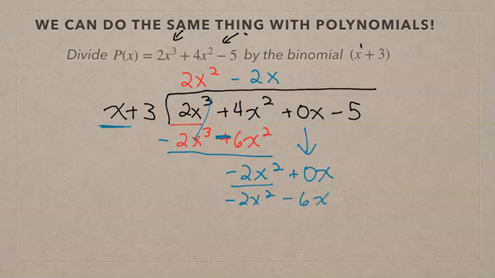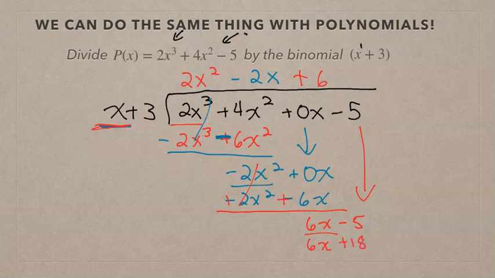I'm going to subtract or add the opposite. So this becomes plus and this becomes plus. And this is gone. 0x plus 6x is 6x. I'm going to bring down that negative 5. How many times does x go into 6x? Well, 6 times. So that's plus 6. 6 times x is 6x. 6 times 3 is 18.